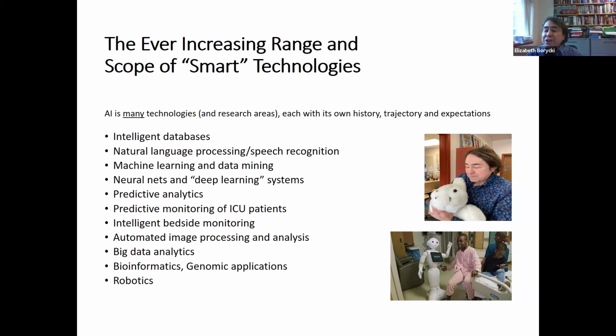But the theme today is that it's really no different than any other health innovation in wanting to apply methods to improve the interaction with the user and ensure safety. So it's not a different type of thing from that perspective, and that's the theme I've been trying to get across these days. And everything from intelligent databases, machine learning, deep learning systems, the term is used a lot now, predictive analytics, and the list goes on, including robotics.